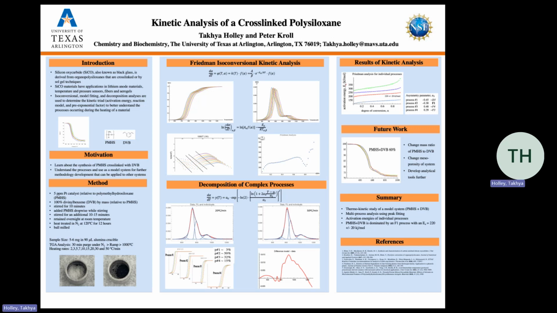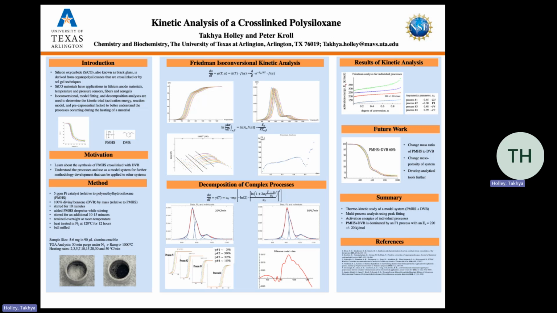For the synthesis, we use 5 ppm platinum catalyst relative to the polymethylhydrosiloxane. Mix it with 100% DVB by mass, stir for 10 minutes, and then add the PMHS dropwise while stirring. Stir for an additional 10 to 15 minutes and let the sample sit overnight at room temperature. The sample was further heat treated in nitrogen the following day at 120 degrees Celsius for 12 hours, then ball milled, resulting in the white powder on the left.